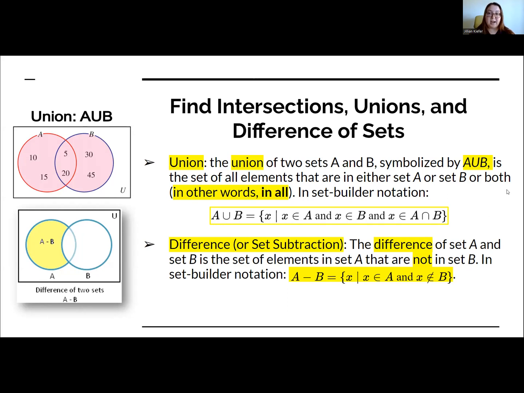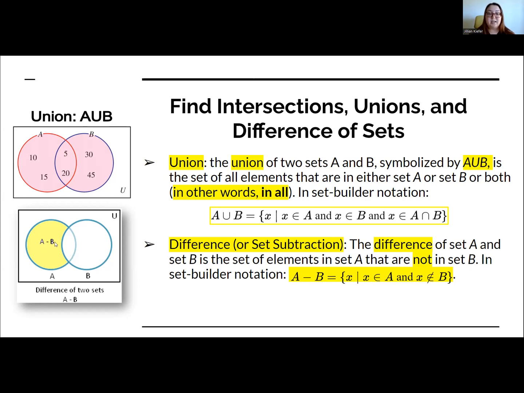The difference, or set subtraction: we say the difference of set A and set B is the set of elements that are in set A that are not in set B. You always base it on your original set, the first set you're mentioning. In set builder notation, A minus B would be elements X, where X is in A, but X is not in B. How we would actually look at this is, I have my set A. Typically, not always, there is an overlapping part where some elements in A are also shared in B. You would be subtracting those values, those elements. So you take away the elements that are also in B.